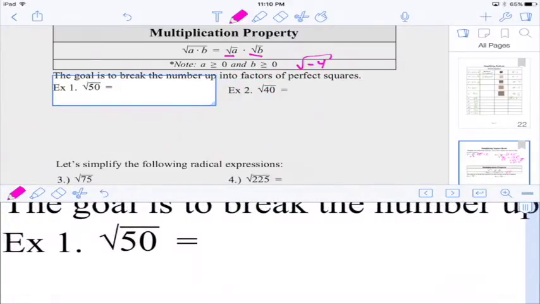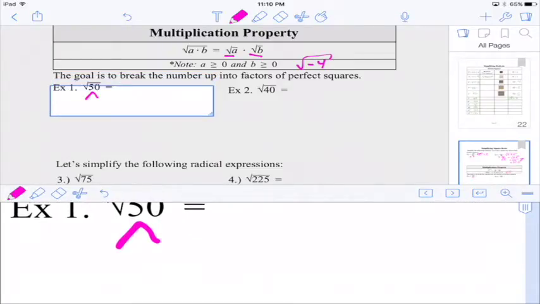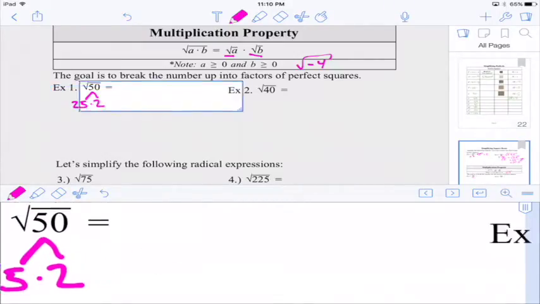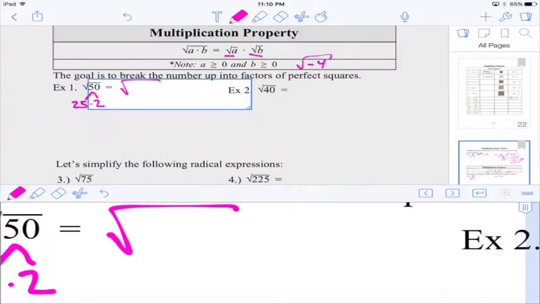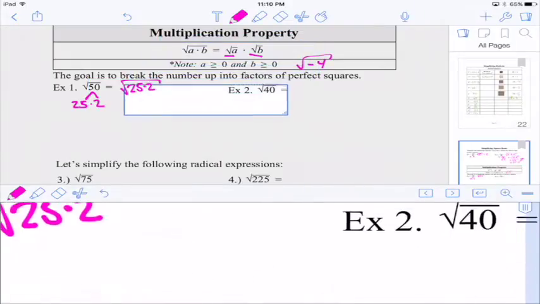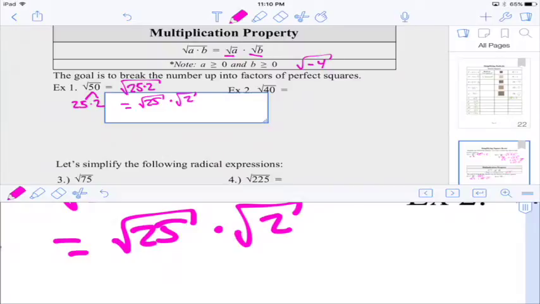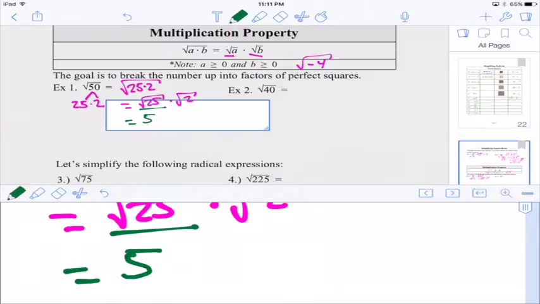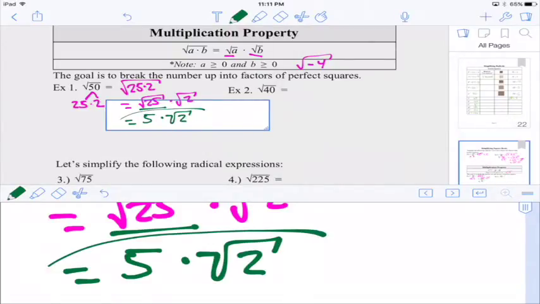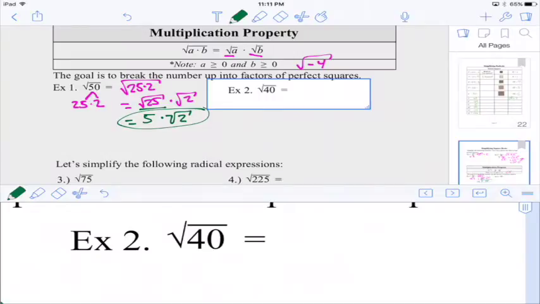So what you could do is use your calculator. We already know that 25 is going to be a part of this. That's a perfect square that we know from the last page. We can say that 25 times 2. So using our multiplication property, we'll say square root of 25 times 2. Well, using this property, we can break this up. Square root of 25 times square root of 2. The purpose of that is so that we can take this square root of 25 and get 5. 5 times the square root of 2. Done.